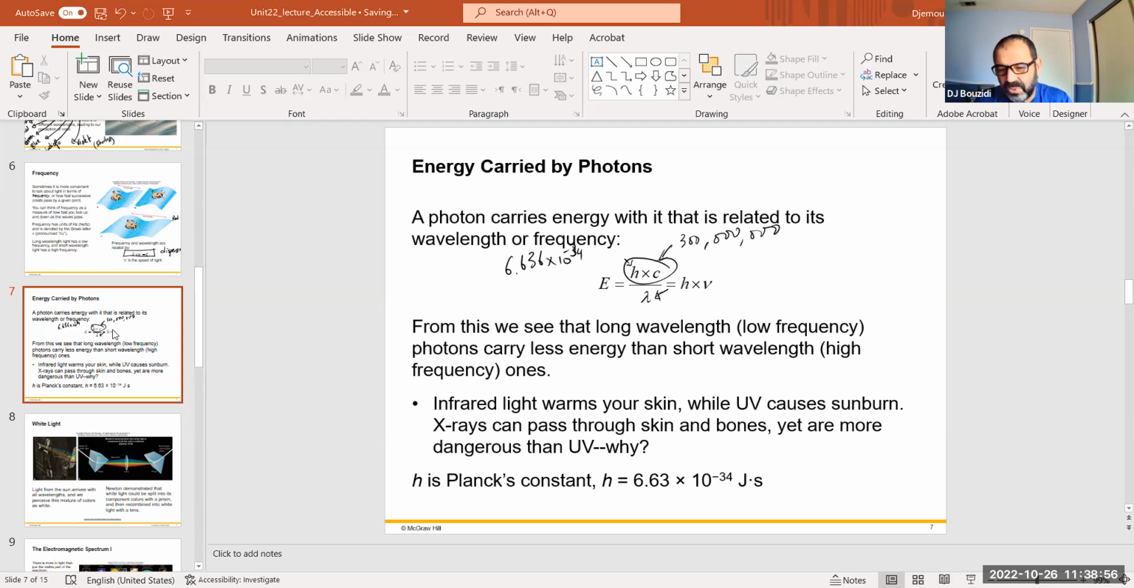So longer wavelength will have less energy. Shorter wavelengths will have higher energy. In other words, higher frequencies will have more energy. Lower frequencies will have less energy. Because this number doesn't change, h is always the same. And it's the frequency that really matters in this case. So as the frequency goes higher, so does the energy.